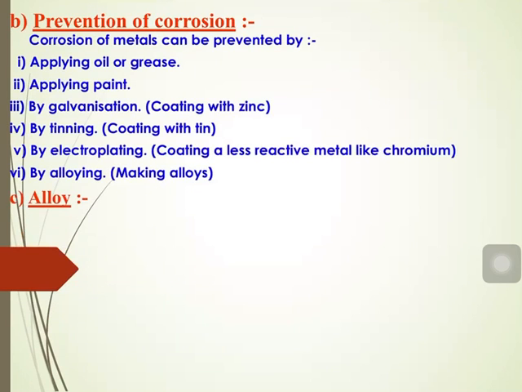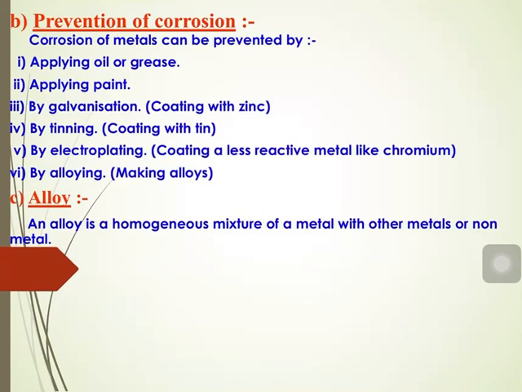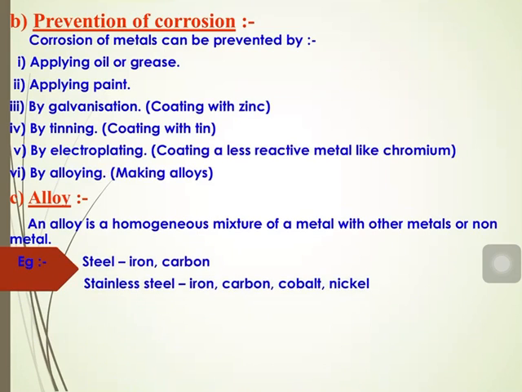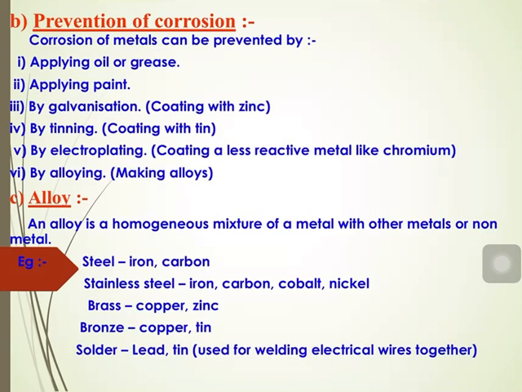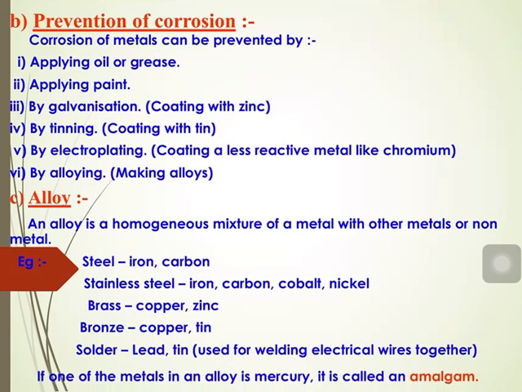So what are alloys? Alloys are a homogeneous mixture of metals with other metals or non-metals. Like steel, made when we mix iron and carbon. Stainless steel is iron, carbon, chromium and nickel. Brass, copper and zinc. Bronze, copper and tin. Solder, lead and tin, used for soldering electrical wires.